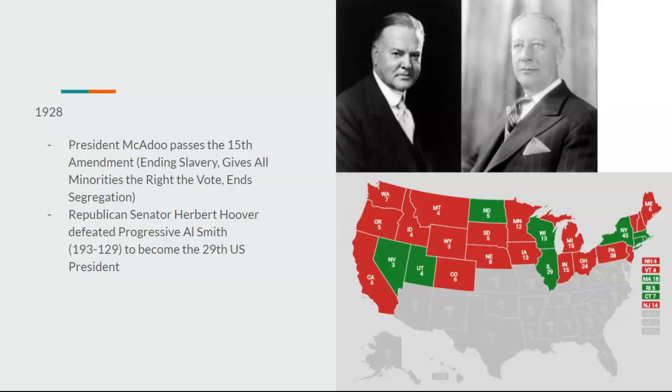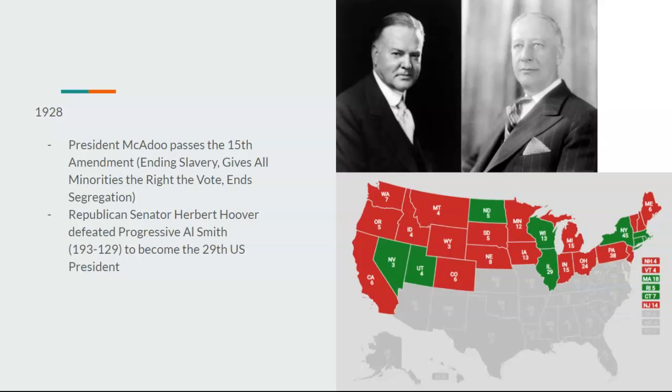In 1929, President McAdoo passes the 15th Amendment, which is a 3-for-1 deal. It ends slavery, gives all minorities the right to vote, and it ends all forms of segregation. He passes that. He convinces both houses of Congress to pass it. He said the fighting's been going on long enough. Just let them have what they want. They've earned it. Just give it to them. And he says a bunch of other stuff.